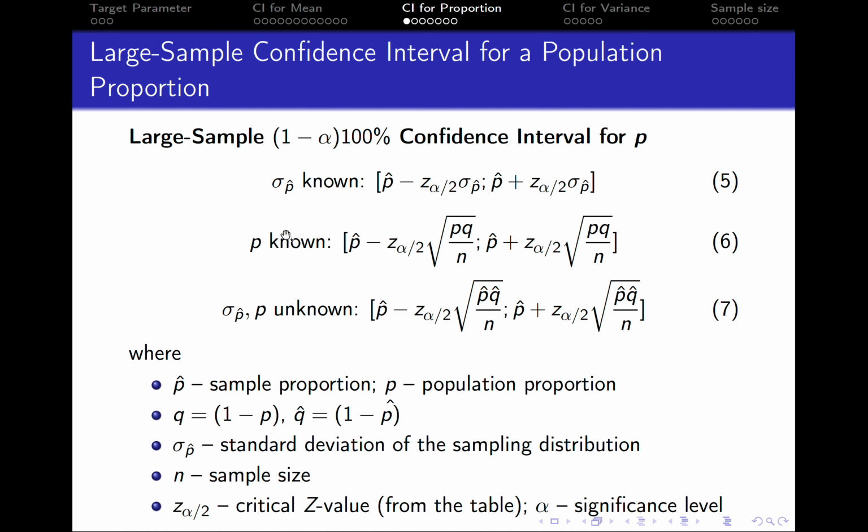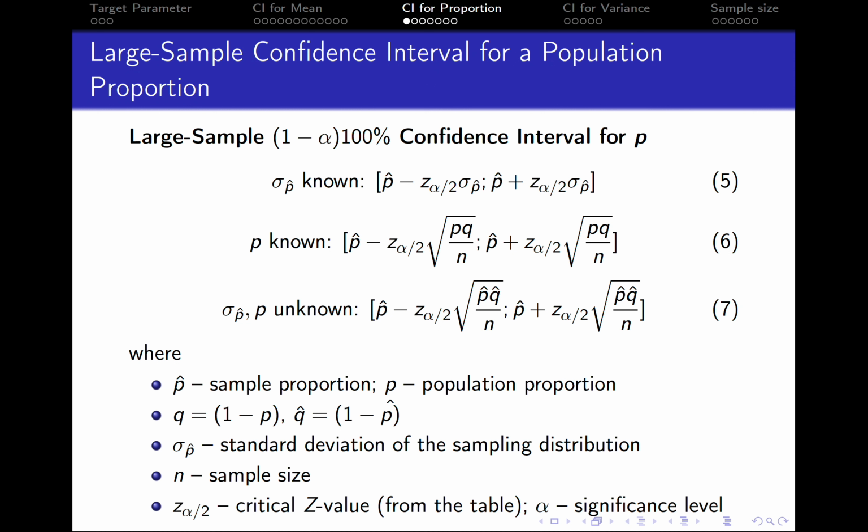When we know the true population proportion, we take the sample proportion and subtract the product of the critical z-score and the square root of the population proportion p times q, which we know from the previous lecture is estimated as 1 minus p, divided by the sample size. And the upper boundary is calculated in a similar way, it's just instead we put a plus.